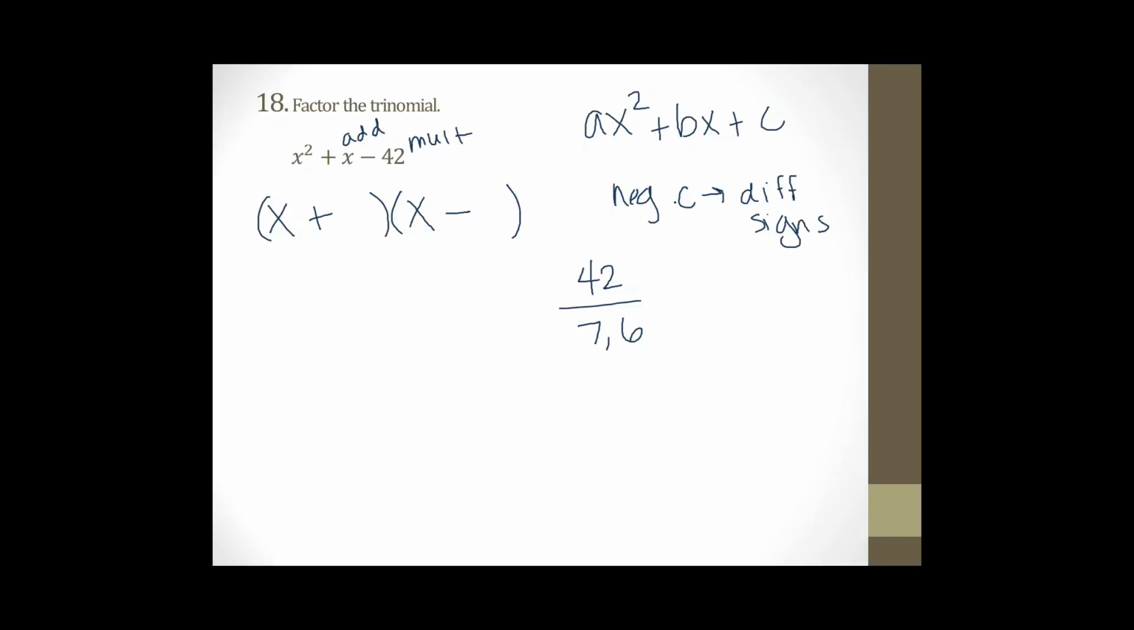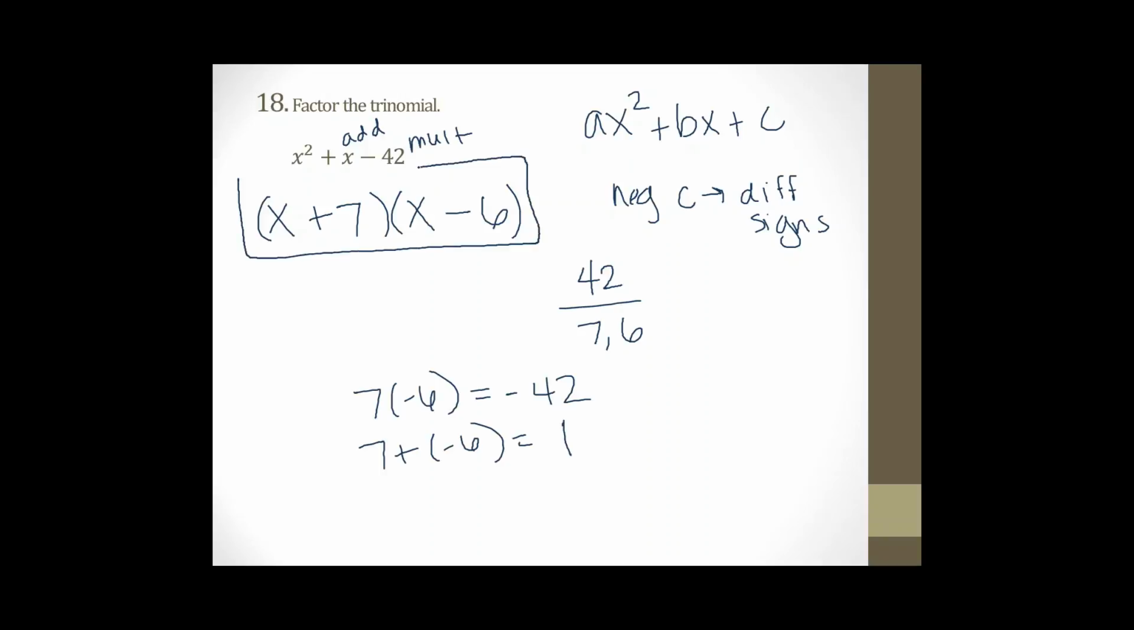So when C is negative, you have different signs. And then if B is positive, which it is in this case, the larger factor takes the positive sign. So it'll be positive 7 and negative 6. And that's because 7 times negative 6 equals negative 42, which is what we needed to happen. And then 7 plus negative 6 gives me that 1 that I need, which is B. So our final answer is x plus 7 times x minus 6.